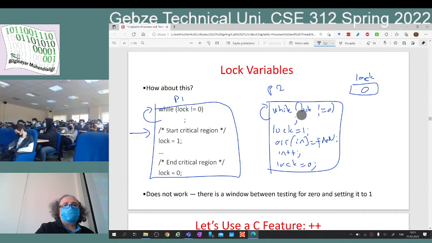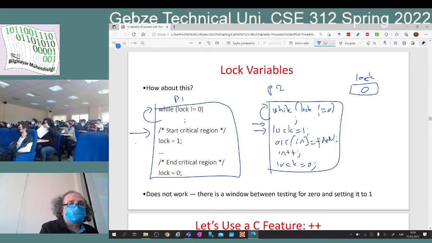P2 will say, let me check lock. If it is 0, then I am going to enter the critical region. Lock is 0. I entered the critical region. I made lock 1. Okay. A switch happened again. I came back here. I made lock 1 again.